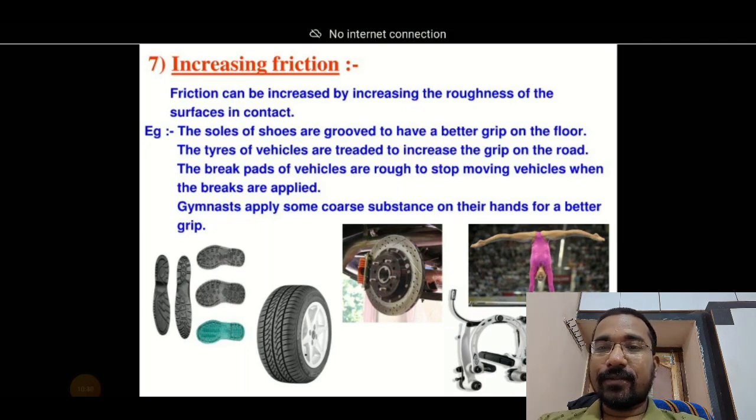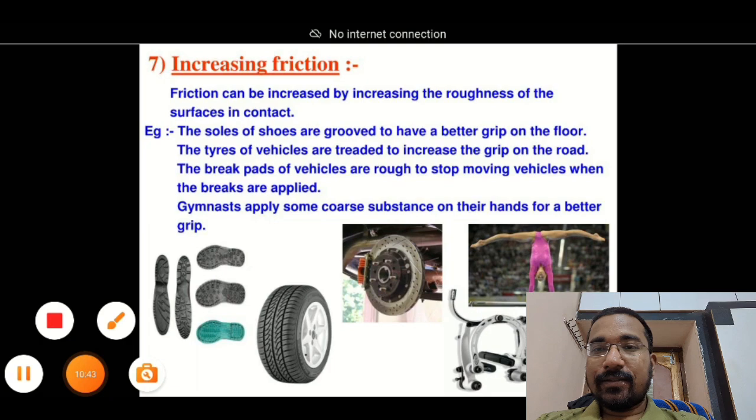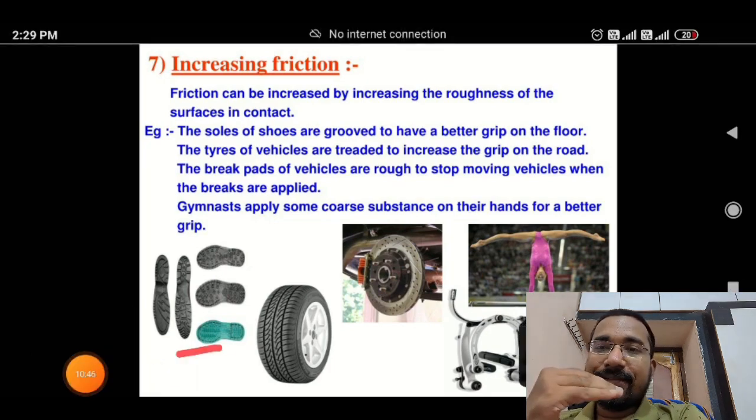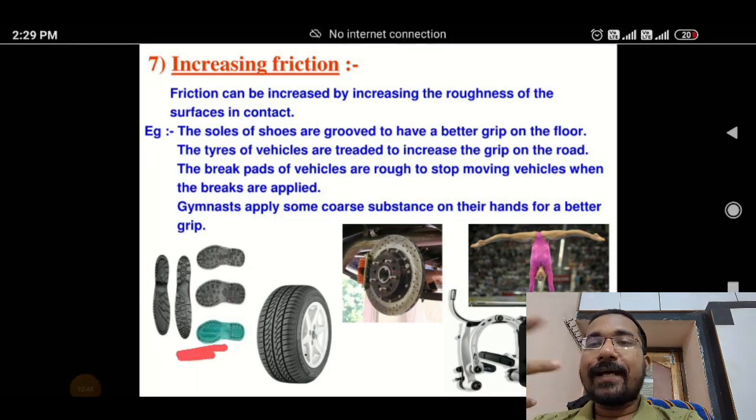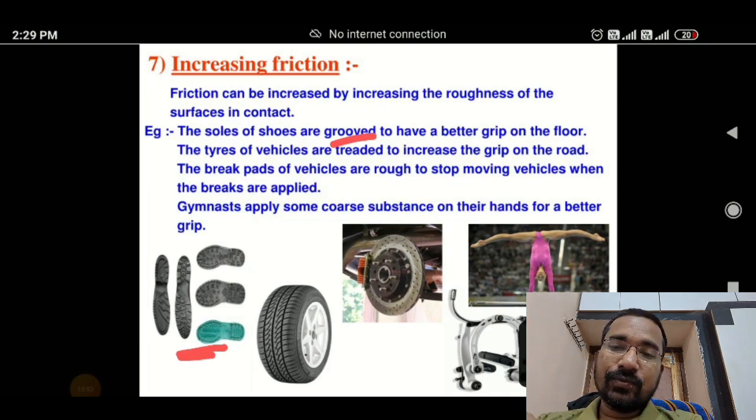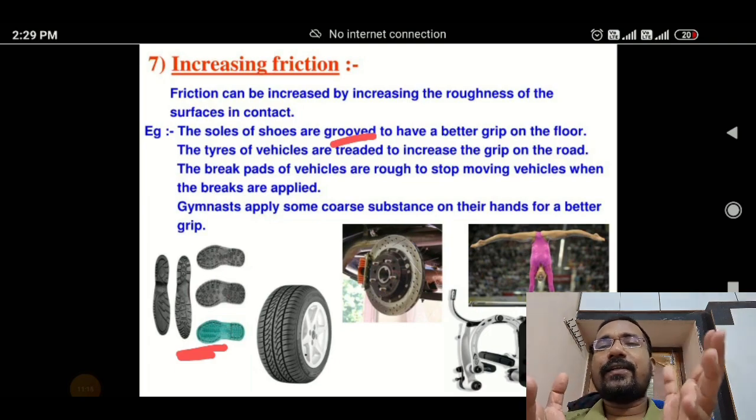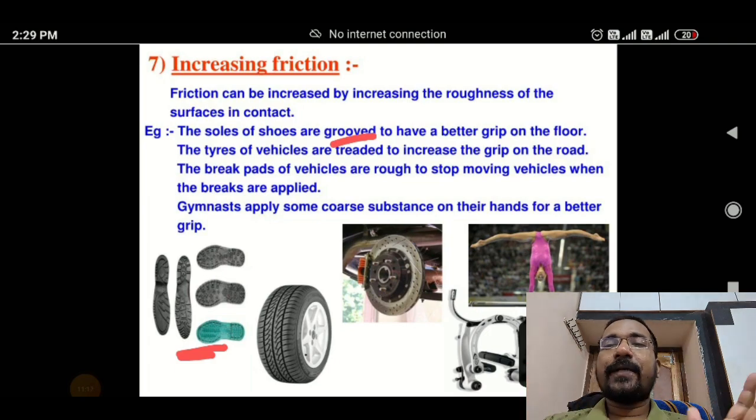Now increasing friction. Why do we have to increase friction? If friction is less, we will have many chances to fall down. So the shoes have to be grooved. Grooved means, what is grooved? This type of pattern. Your tire also, have you seen why we change the tire after 5 or 6 months, or like 1 or 2 years, depending on use.